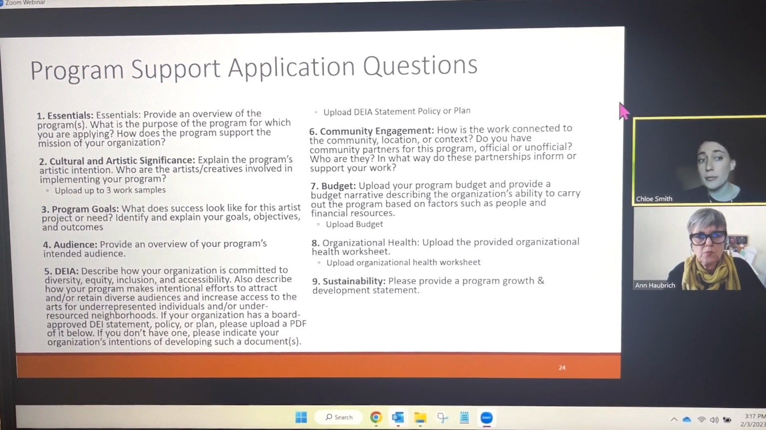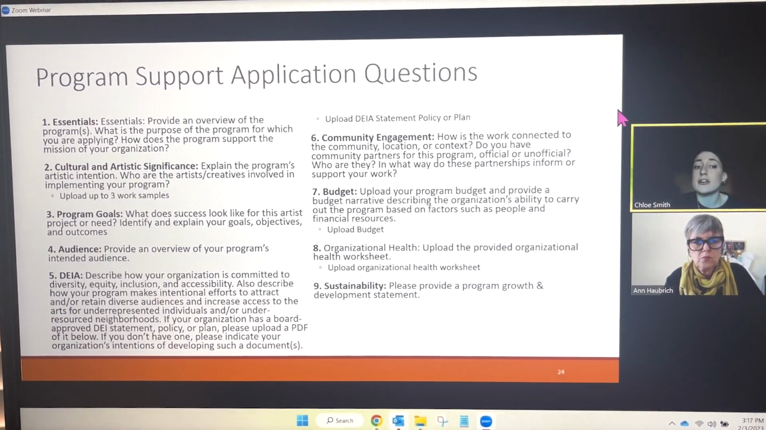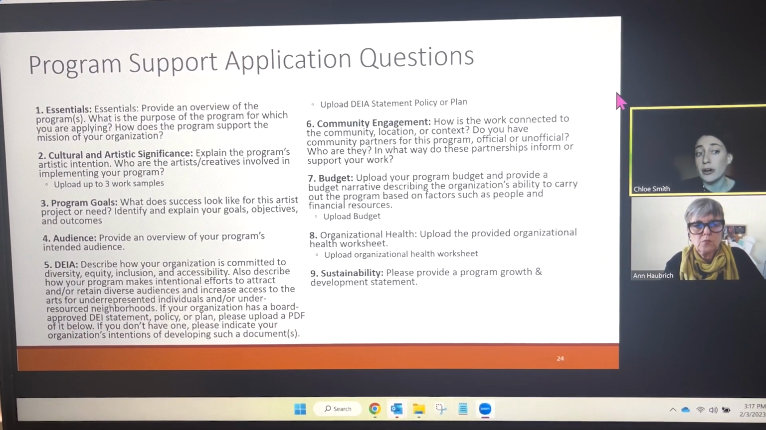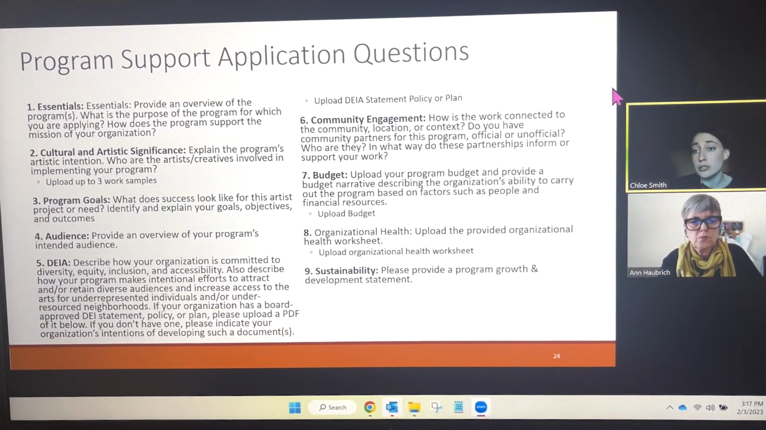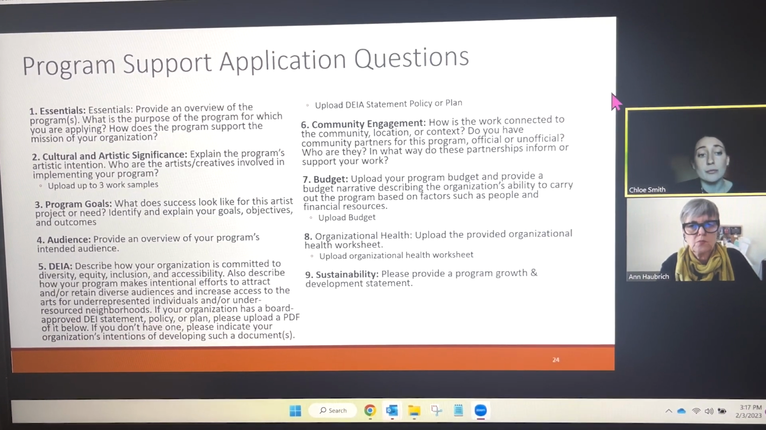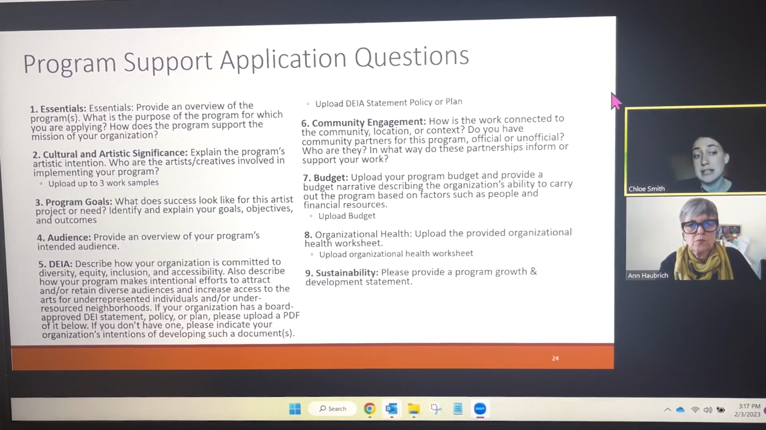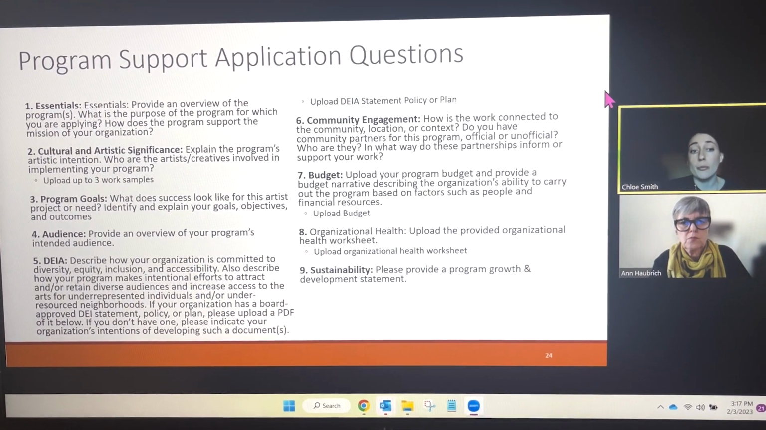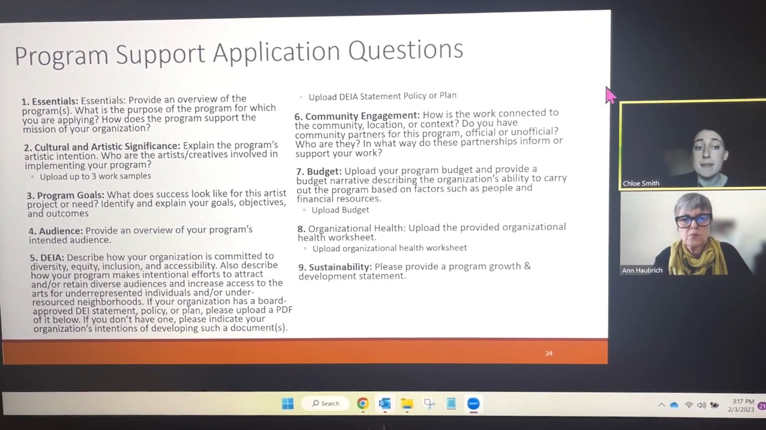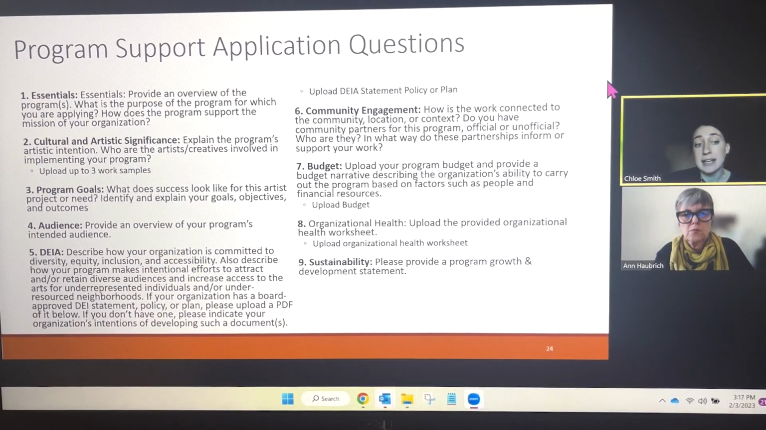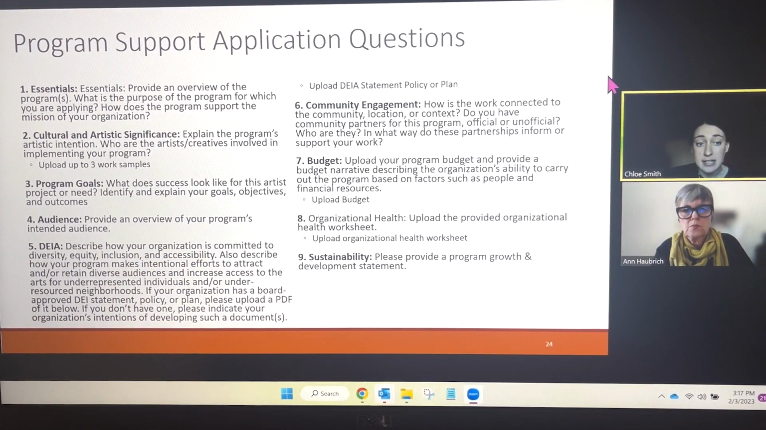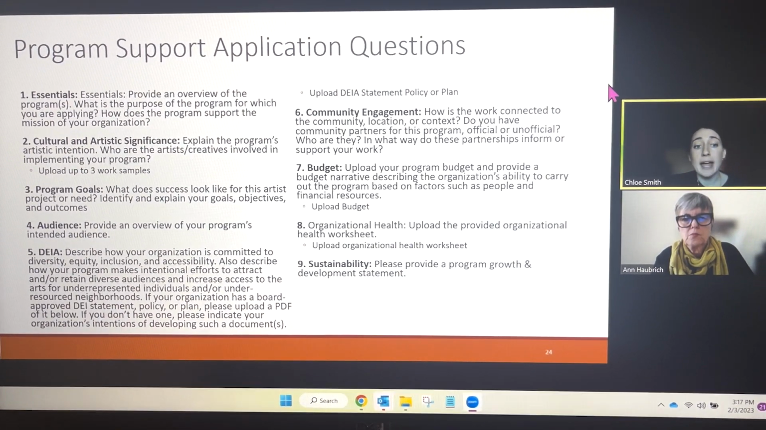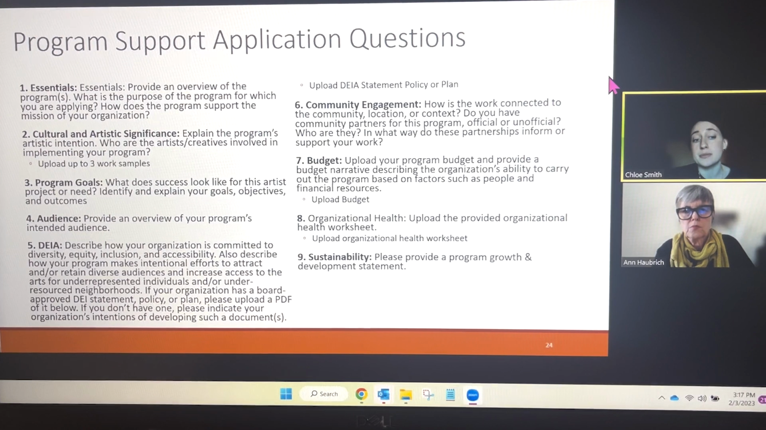The fourth question will be about audience. We'll ask you to provide an overview of your program's intended audience. The fifth question will be regarding diversity, equity, inclusion, and accessibility. We'll ask you to describe how your organization is committed to diversity, equity, inclusion, and accessibility. We'll also ask that you describe how your program makes intentional efforts to attract and or retain diverse audiences and increase access to the arts for underrepresented individuals and or under-resourced neighborhoods.